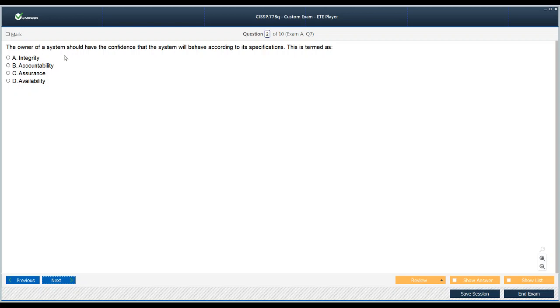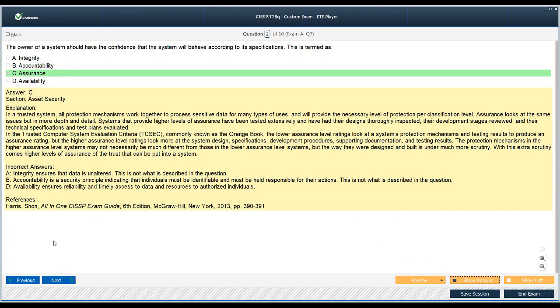Question number two: the owner of a system should have the confidence that the system will behave according to its specifications. This is termed as, now read the question carefully, you have to identify the keyword here. The owner of a system should have the confidence, the trust, that the system is going to behave according to its specifications. Is it called integrity? No. Accountability? No. Assurance, yes. Availability, again a no. So the candidate answer would be this one, and the right answer is C.